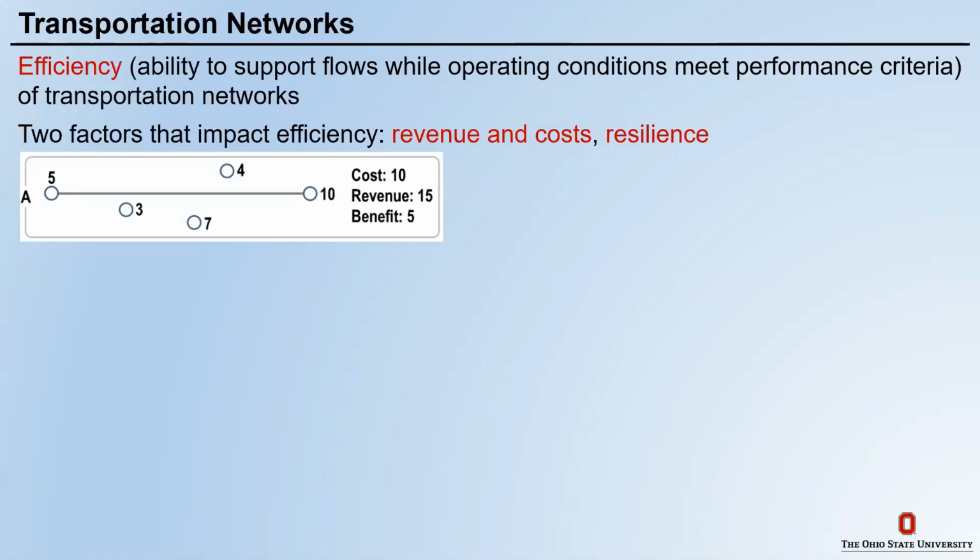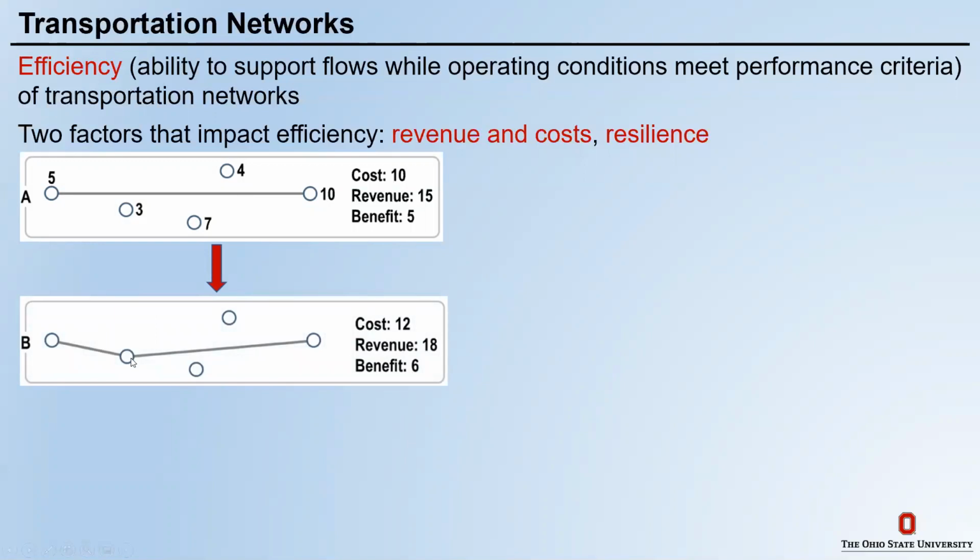So what's the benefit? Benefit is the difference between revenue and cost. Revenue is something you earn, cost is something you invested, right? So the difference of them is benefit. For now, we have a benefit of 5. Revenue is 15, cost is 10. We want to improve the benefit because the purpose of any business is benefit. You want to earn money.